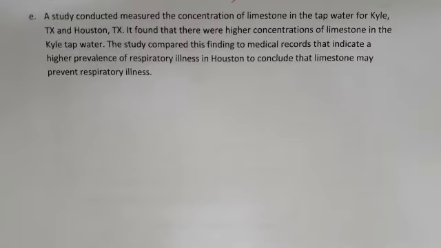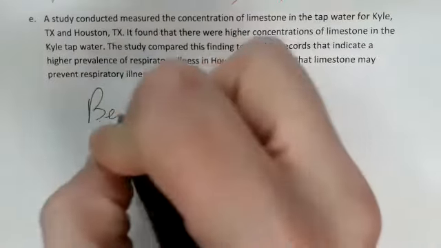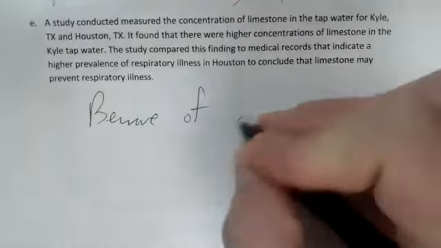So what is this saying? There's more limestone in the water in Kyle than there is in Houston. There's more lung problems in Houston than there are in Kyle. Therefore, it's the limestone that's preventing it. So they're looking at one variable. And this one, I'm trying to lead you into the beware of confounding variables, number 5.